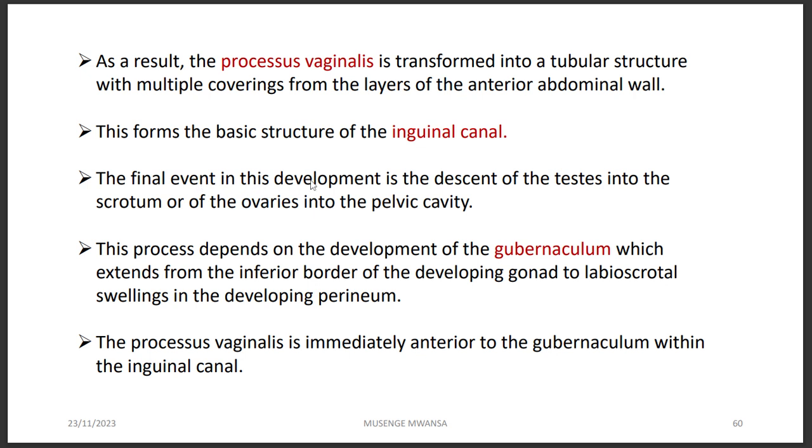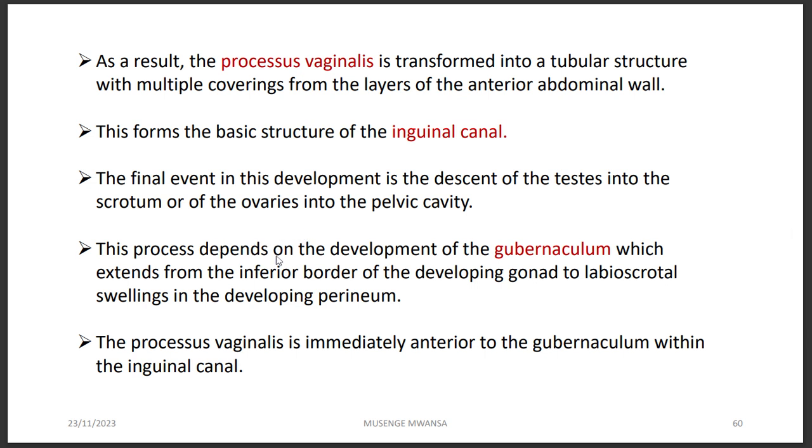the final event in this development is the descent of the testis. So remember, this is a canal, it's an opening, it's a tube. Now you're going to have the testis being able to pass into this tube, okay? Or even the ovaries will be able to pass this tube. So the testis will pass this tube and go into the perineum. The ovaries will be able to pass and then go into the pelvic cavity.